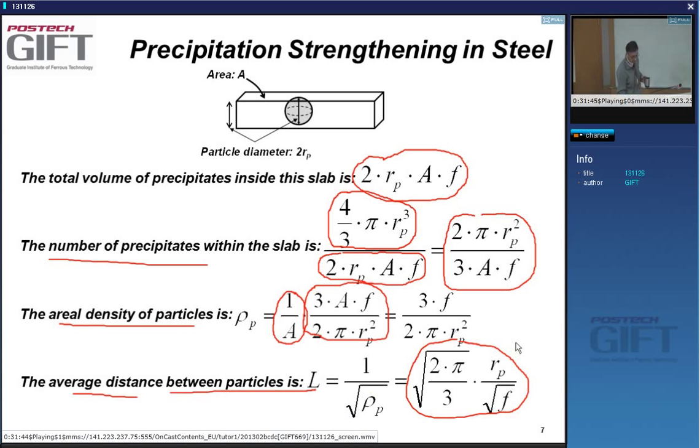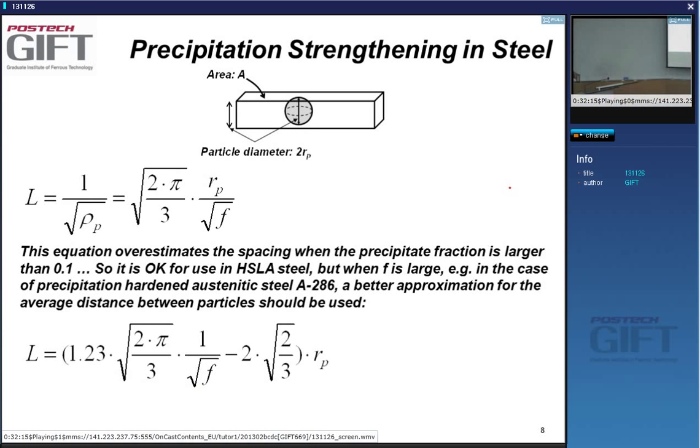This is an important formula that connects the average distance between particles, which is an essential feature here, with the radius of the particles and the volume fraction of the particles. Now we can go on, first of all by making a correction to this formula. If you ever use this formula in practice for HSLA steel, just go ahead, it's a fine formula, because we have very low precipitate fractions.